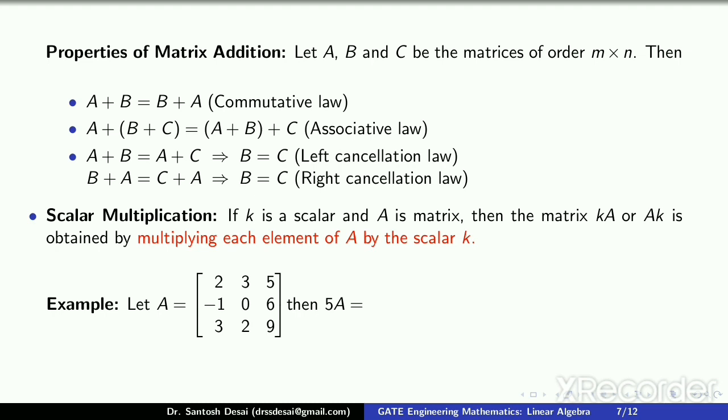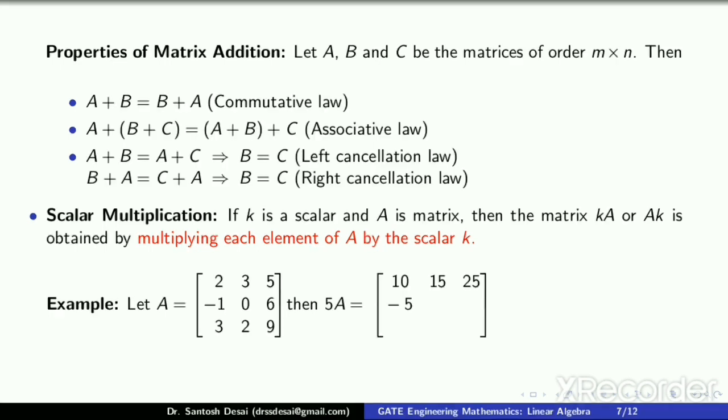So thus 5A is equal to, first row is obtained by multiplying first row of A by 5. So thus first row is 10, 15, 25. Second row is minus 5, 0, 30. And third row is 15, 10.